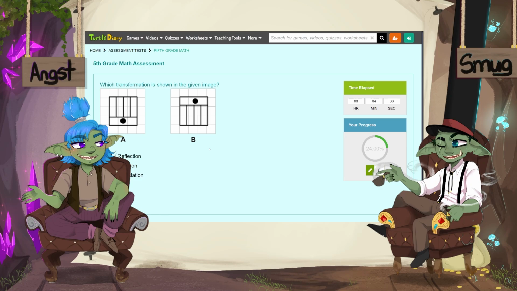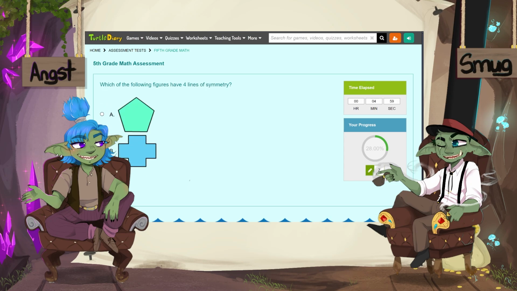Which transformation is shown in the given image? That's reflection, isn't it? No, that's rotation. Yeah. To be fair, I also wrote reflection for a second. I was like, it's just showing itself, and there would be no way to see reflection. Which of the following figures have 4 lines of symmetry?